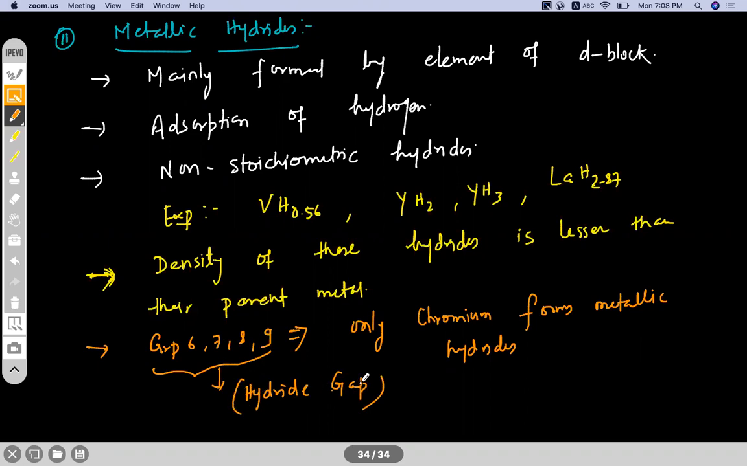Hydride gap. Must remember this thing. Hydride gap.